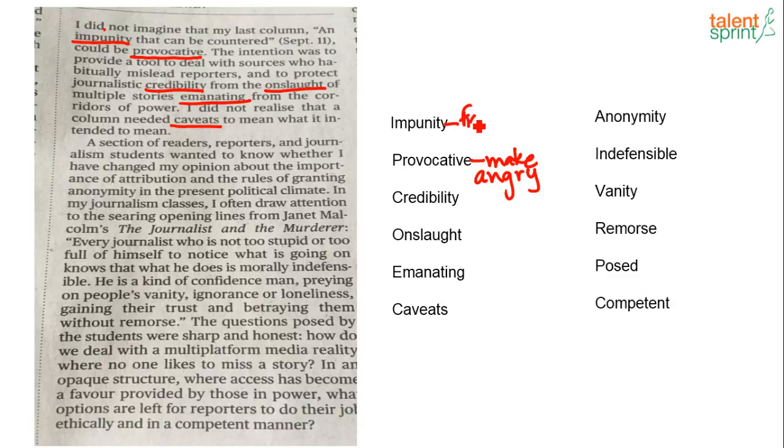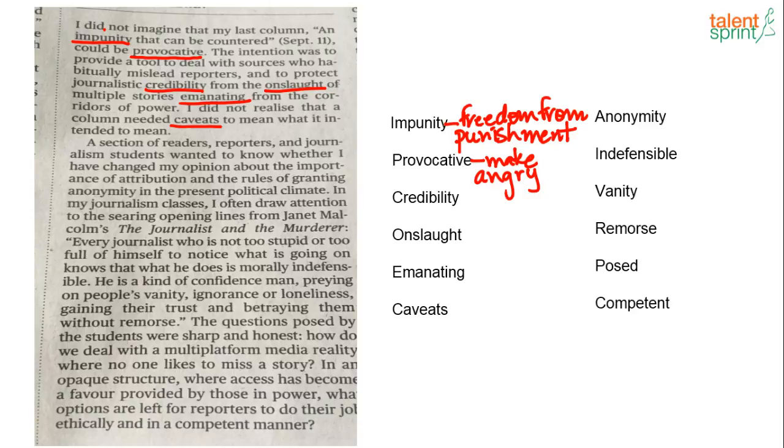So just let me put it first, then we will see the meaning. Freedom from punishment. Now guys, let's go back to the sentence. "I did not imagine that my last column, and impunity can be countered," meaning that when you are given freedom from punishment, something can be done about it. And why did people get angry? Because they were wondering, how can someone get freedom from the punishment that has been given to them?